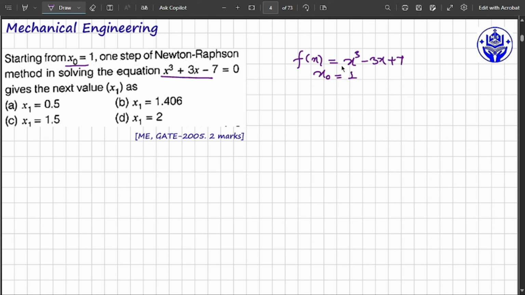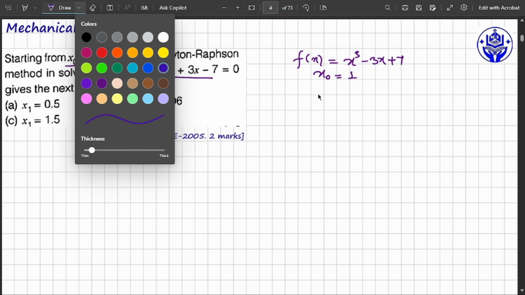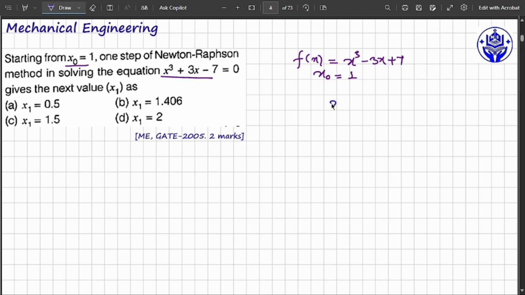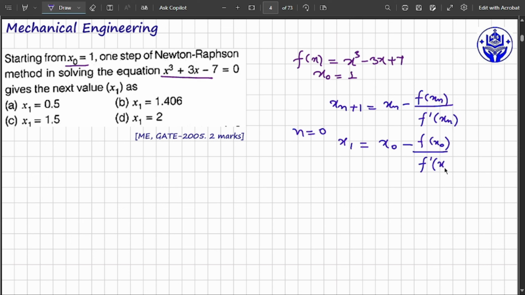This is given and solved using the Newton-Raphson method. So first of all, what is the formula for Newton-Raphson method? You should know about this. The formula is x_{n+1} = x_n - f(x_n) / f'(x_n), where f' is the differentiation of the function. So first I will start with n = 0, then x1 = x0 - f(x0) / f'(x0).